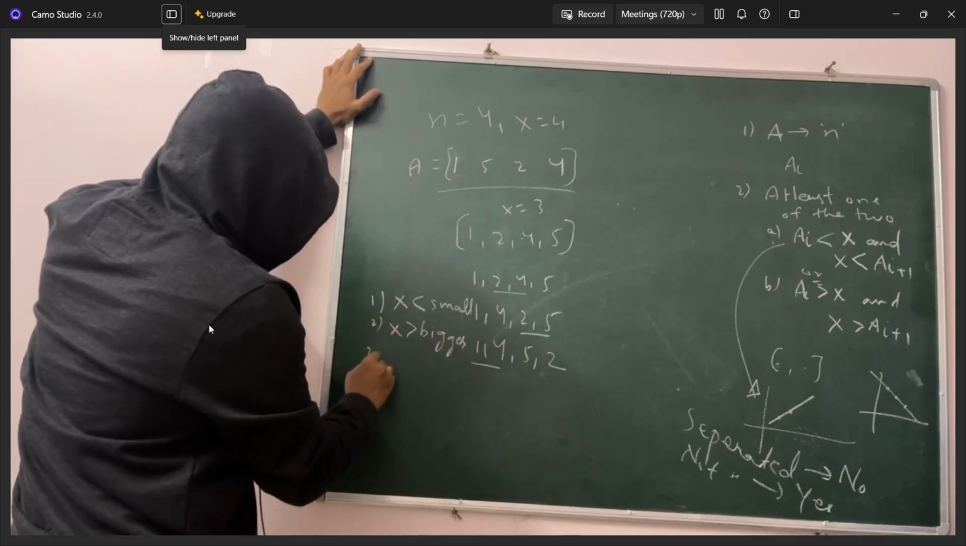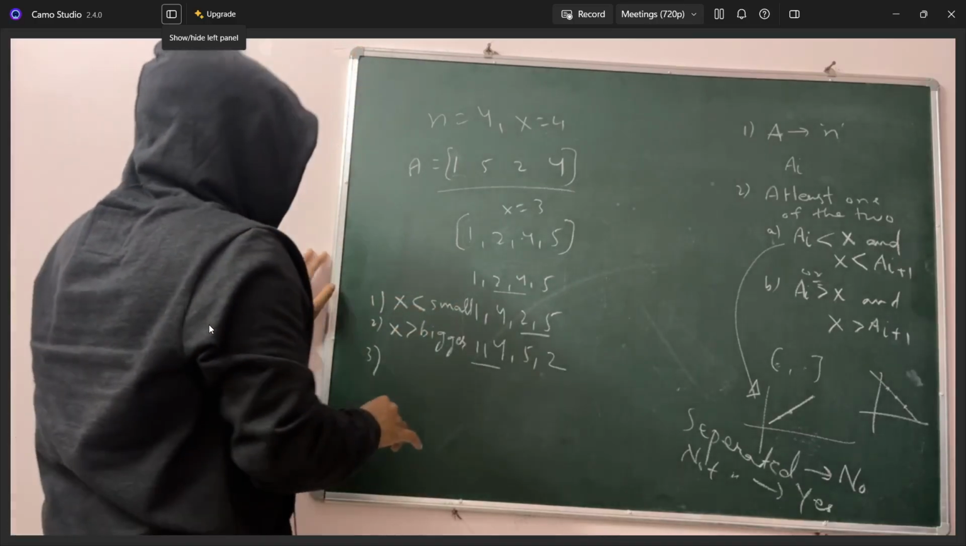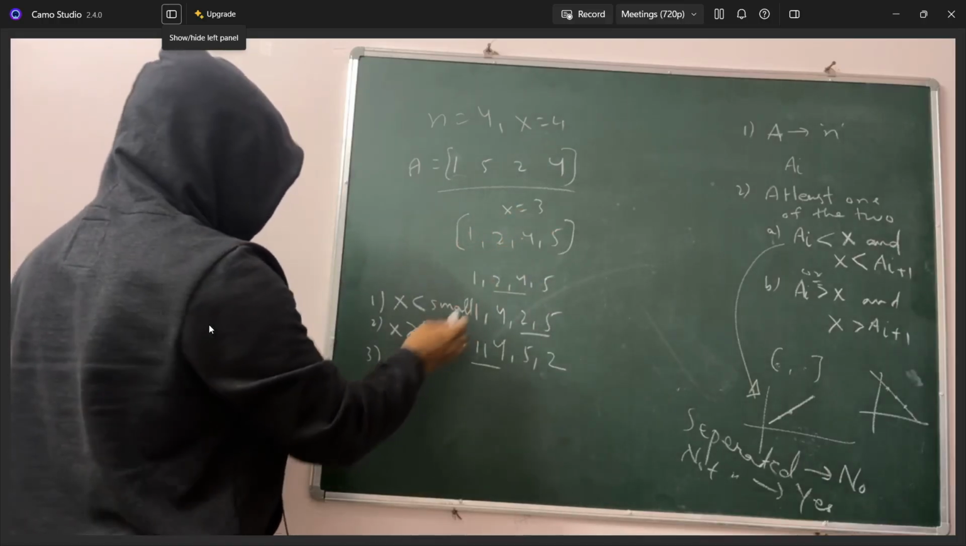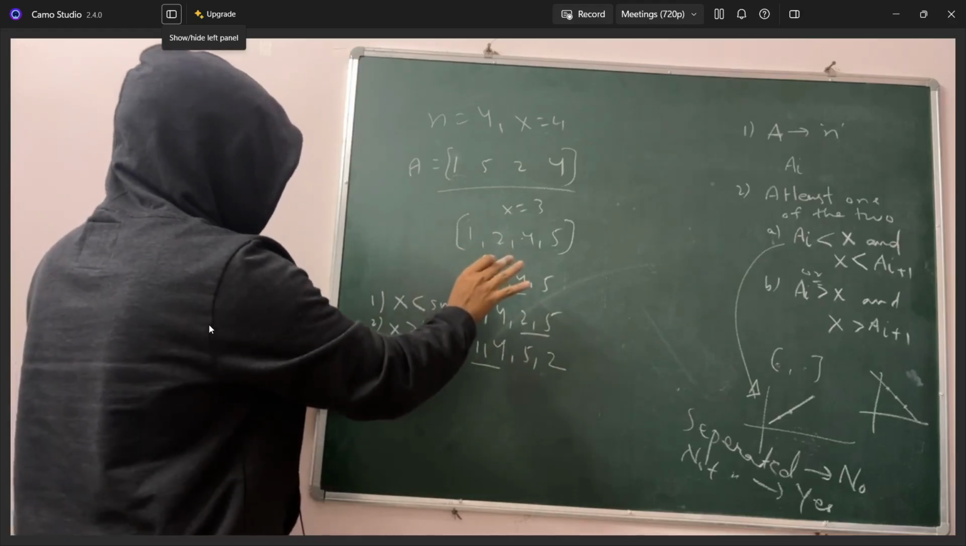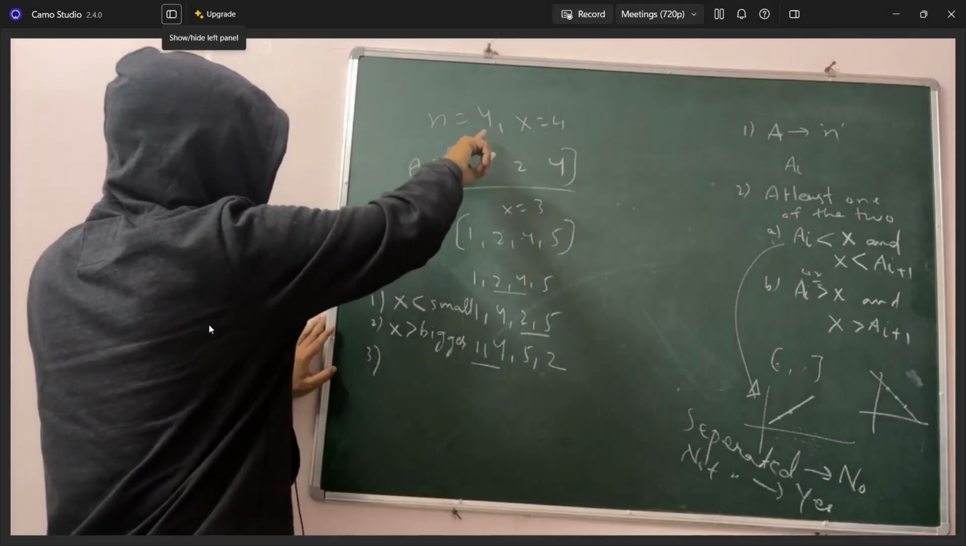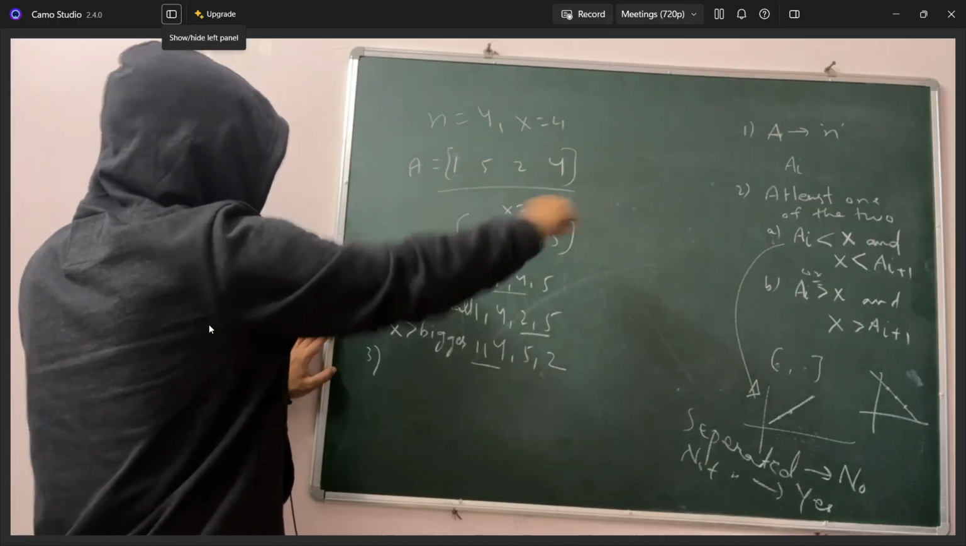And the third observation is, if these two conditions are not satisfied, now we'll have to check if this x is equal to any of the elements in the array. If it is not the case, here it was the case, so we had a valid arrangement where we could make it in such a way that this condition is not holding.